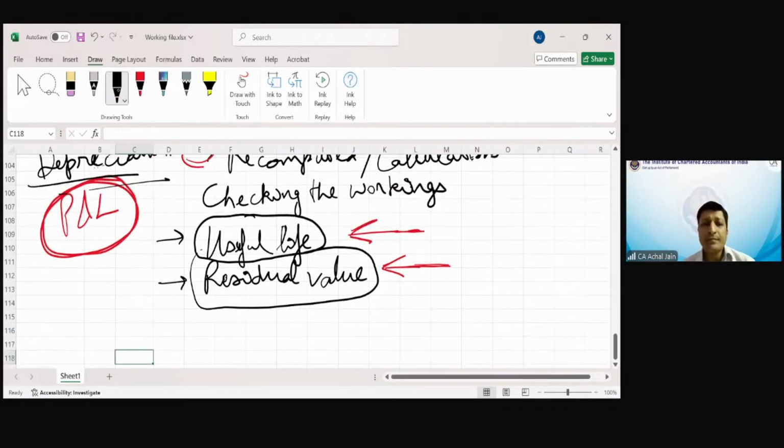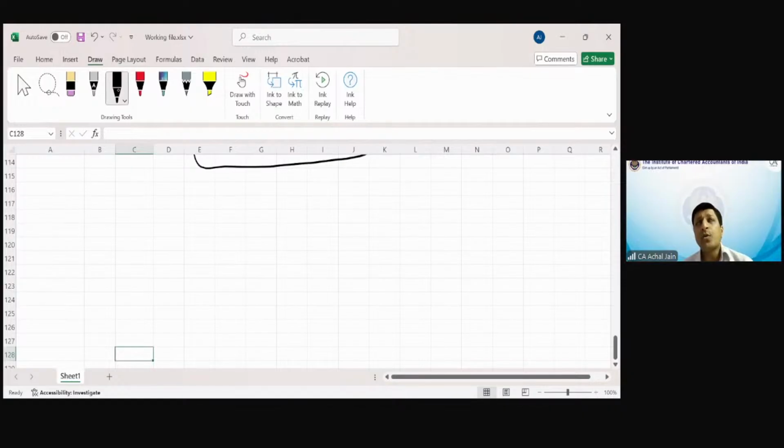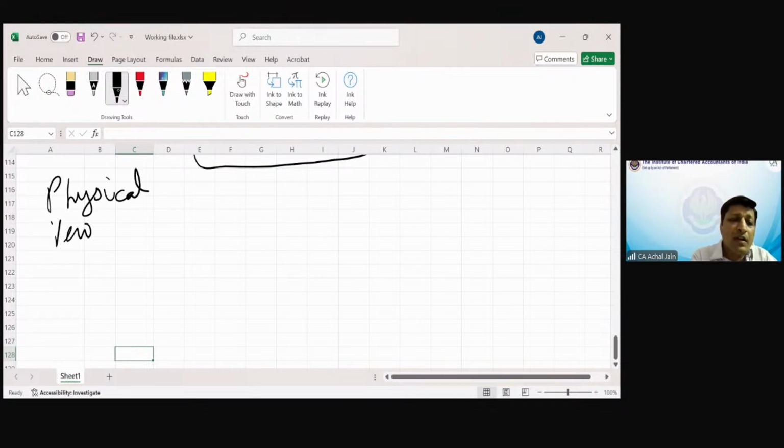Then, moving further, we have talked about the additions, we have talked about the deletions, we have talked about the depreciation, which is also reducing the value of PPE. Another procedure which arises in respect of PPE happens to be what? Physical verification. You may be thinking that here again, is it similar to inventory?